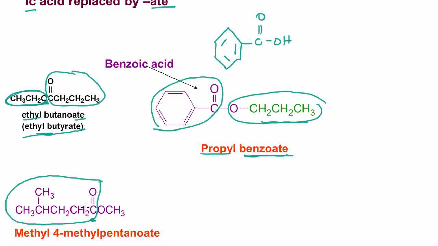So this would have been 1, 2, 3, 4, 5. So that's a pentanoic acid. So a 4-methyl pentanoic acid. Change the IC to an ATE. So we have 4-methyl pentanoate. And here we have this methyl group. So this part here contains a methyl group. So that's methyl 4-methyl pentanoate, an ester.